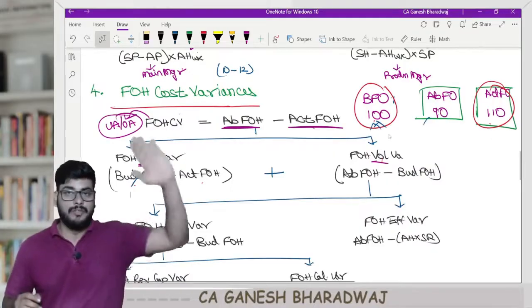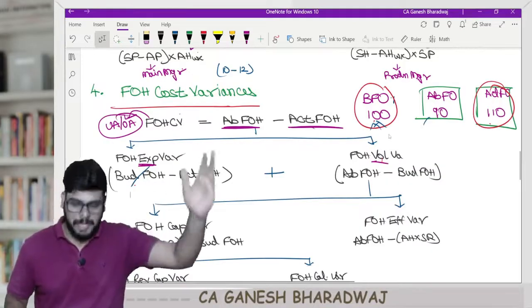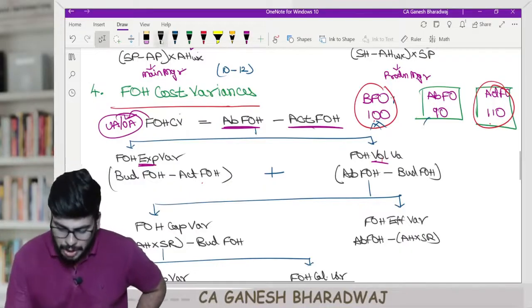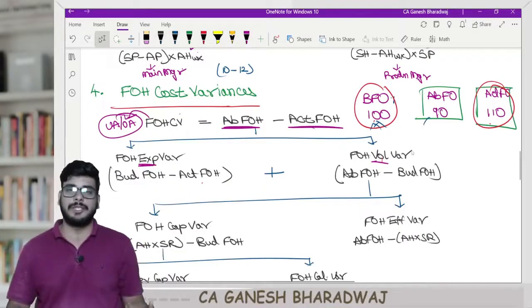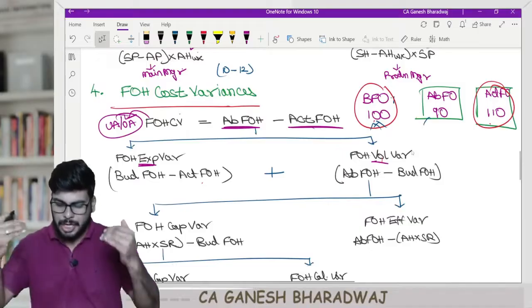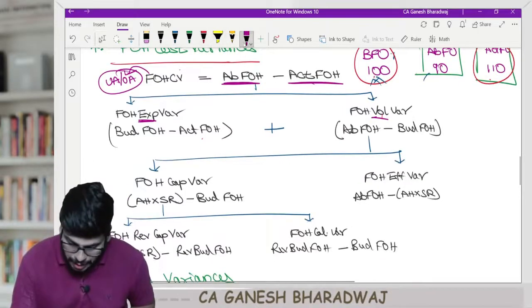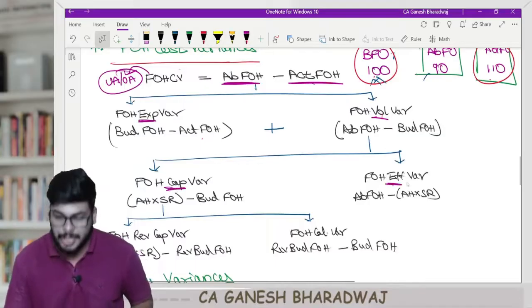So now, fixed overheads expenditure variance is budgeted fixed overheads minus actual fixed overheads. Your volume variance is going to be absorbed fixed overheads minus budgeted fixed overheads. Now, your volume variance is further classified into two: capacity variance and efficiency variance.